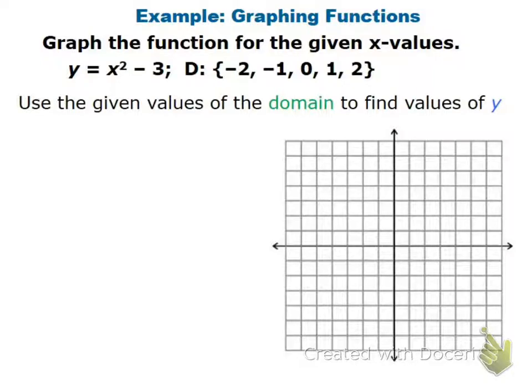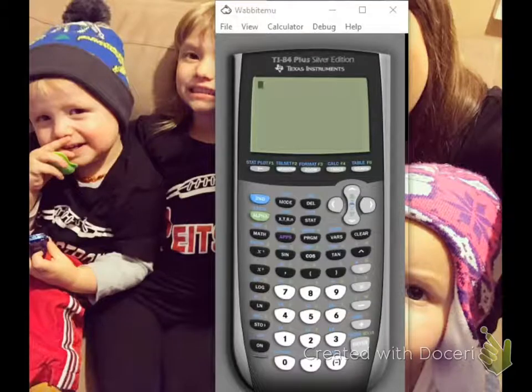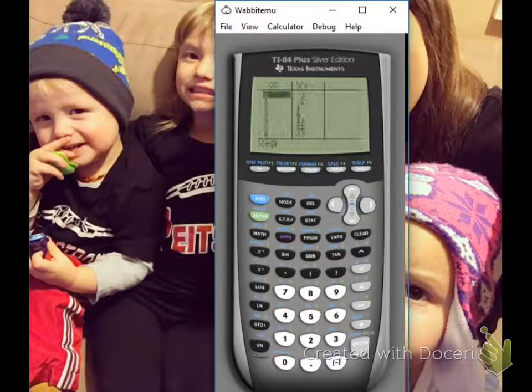Easiest way to do this is that I can plug this into my graphing calculator. So I can hit the y equals, plug in my equation, which is x squared minus 3. And then I can hit second graph, and that'll take me to my table. And so here I've got my ordered pairs. So my x's are -2 through positive 2, and these are my y's: 1, -2, -3, -2, and positive 1.